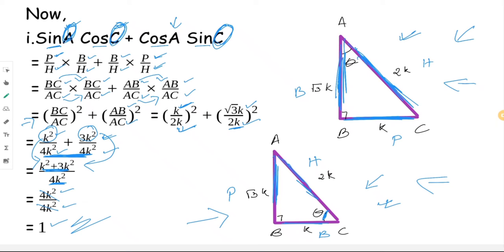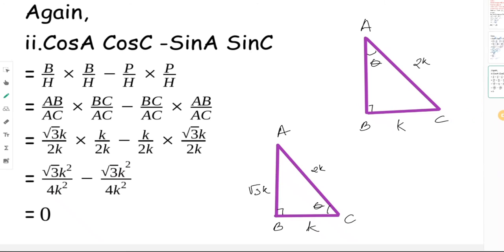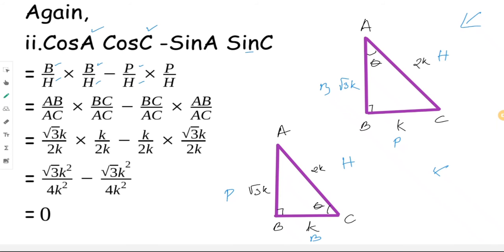Now let's do Roman number 2. Once again, two diagrams, because first theta is at A, and the second time theta is at C. This is the hypotenuse, perpendicular, base, which is root 3 times k, and this is our hypotenuse, perpendicular, and BC is our base. So cos A, what are the two sides? Base by hypotenuse. Sine is what? Perpendicular by hypotenuse.